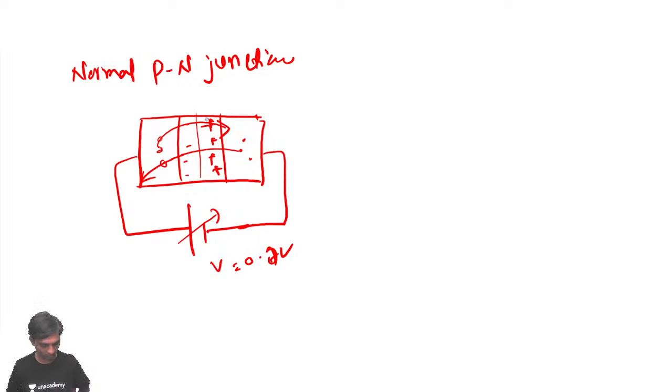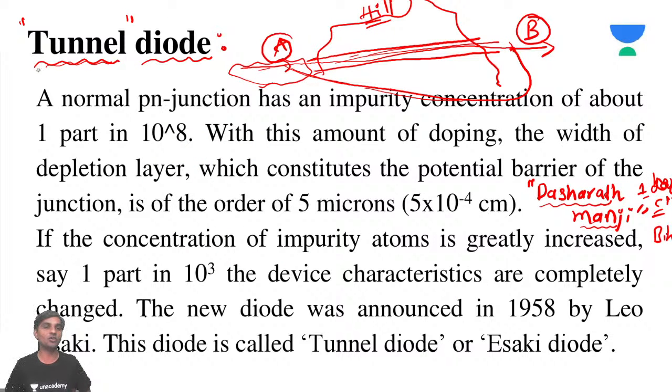That process is called tunneling. That is the reason why they are given the name tunnel diode. The conduction process here is different, not the same as the previous one. So what is the difference between that diode and this diode?